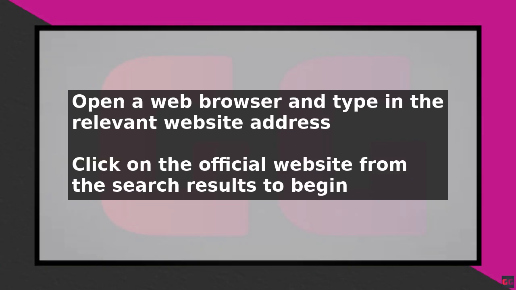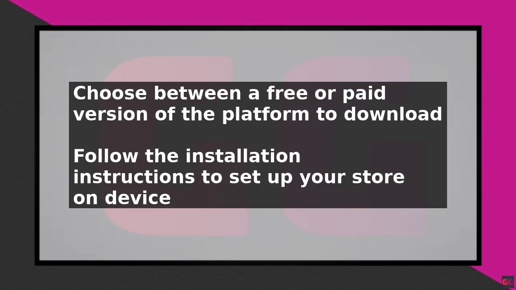You will then be prompted to choose between a free or paid version of the platform to download on your device. Follow the installation instructions provided on the website to set up your store. Once installed, you will see a dashboard with various sections, including Sell, Improve, and Configure.